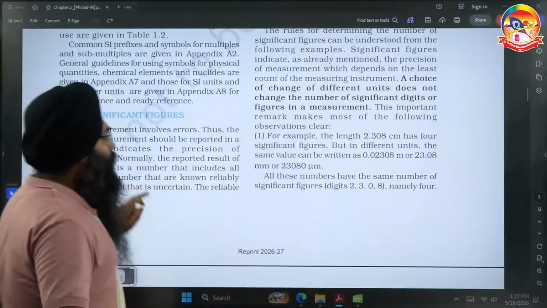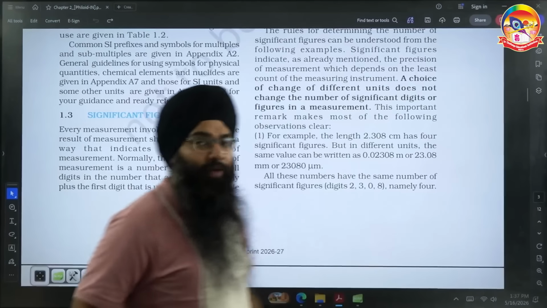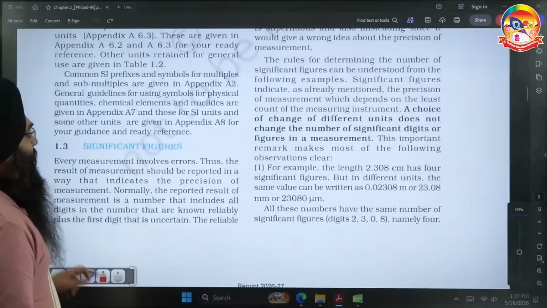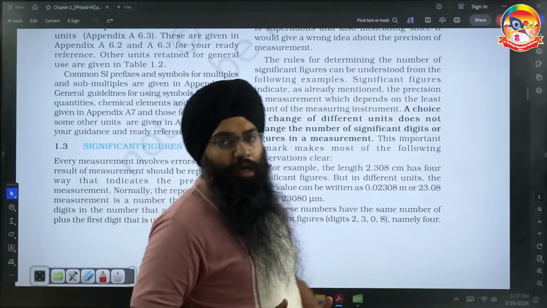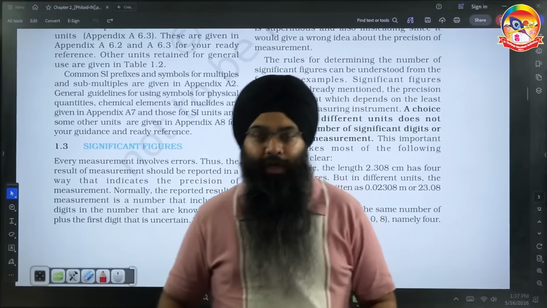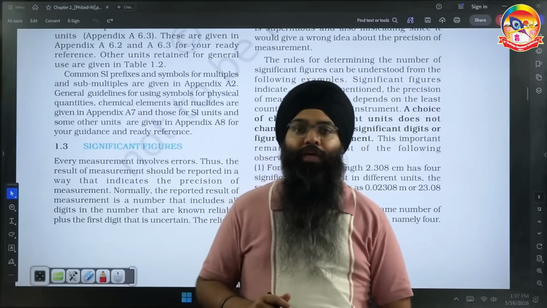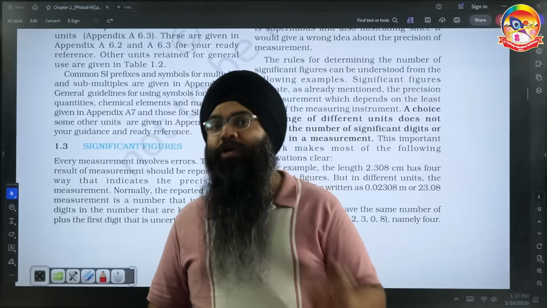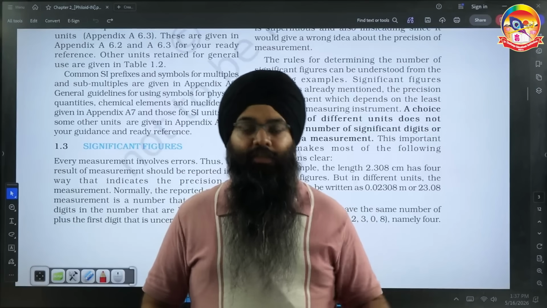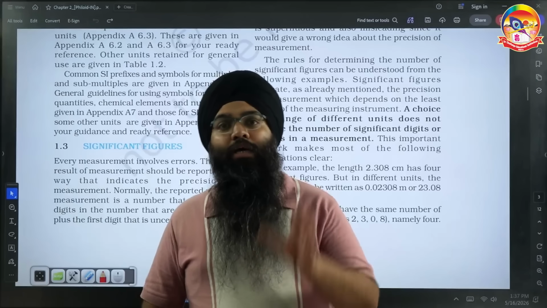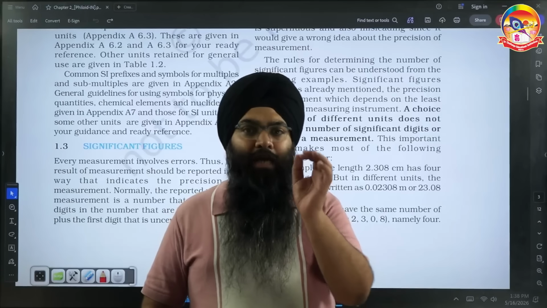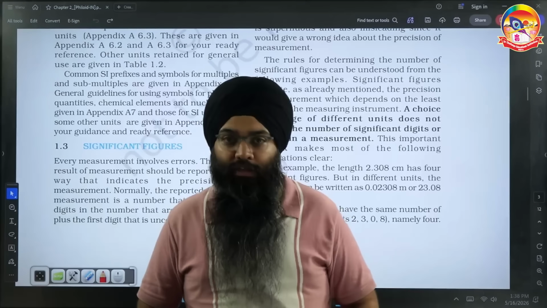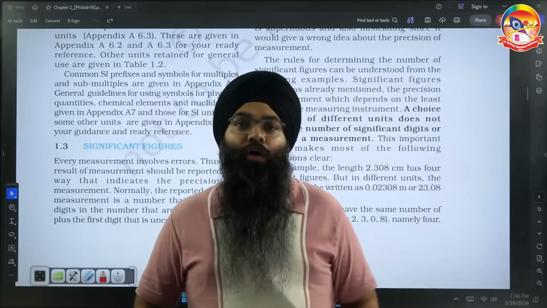After that, let us come to the most important concept, that is the concept of significant figures. So when we are talking about significant figures, what are significant figures actually? Significant figures tell us that if you are doing a measurement of any physical quantity, whatever you measure, you will get some certain digits. The collection of all the reliable digits and the last uncertain digit is called significant digits or significant figures. There are some rules to find the significant figures.